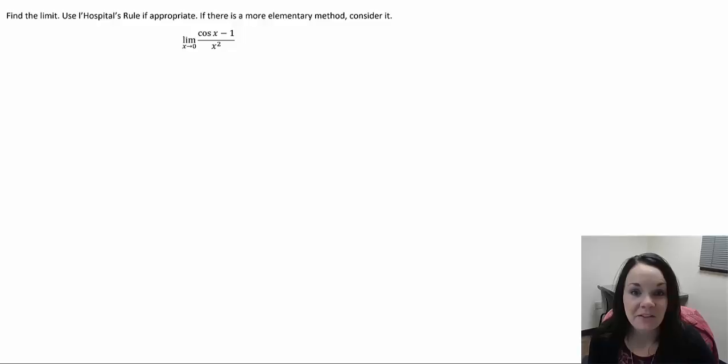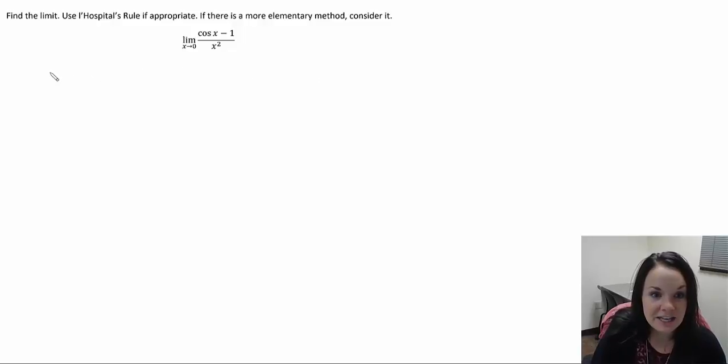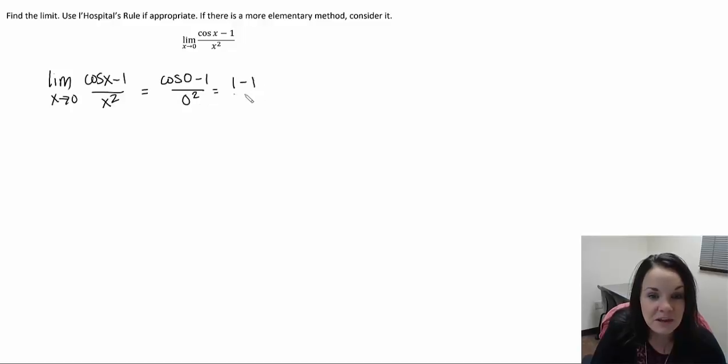Today we're going to talk about solving limits that are undefined using a method called L'Hopital's rule. So if I have a limit here, just like this, the limit as x approaches 0 of (cosine x minus 1) divided by x squared, when I plug in 0 for x, because that's what the limit is asking for, I end up getting (cosine of 0 minus 1) divided by 0 squared, which ends up being 0 over 0.